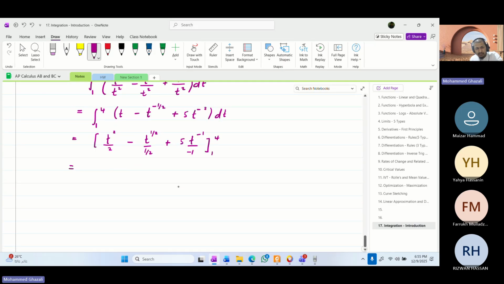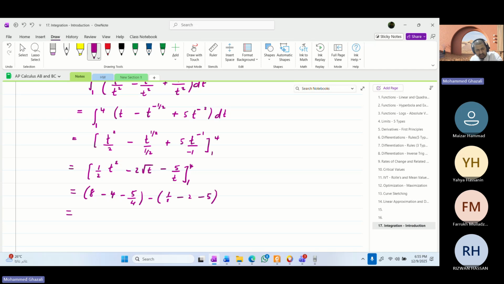So simplify the inside and then substitute 4 inside, all right? That's half t squared. 1 divided by half is 2, and t to the half is square root of t, minus 5. And bring the t to the power negative 1 down. It's easier to substitute into this than into this, right? Now substitute 4 inside. 4 squared is 16. 16 divided by 2 is 8. 2 root 4, 2 times 2 is 4. Minus 5 over 4. Substitute 1 here: just half minus 2 minus 5.